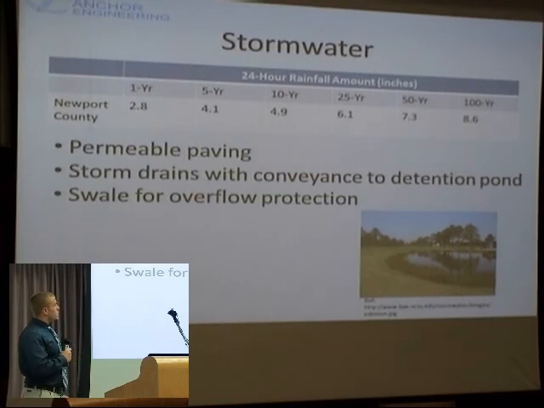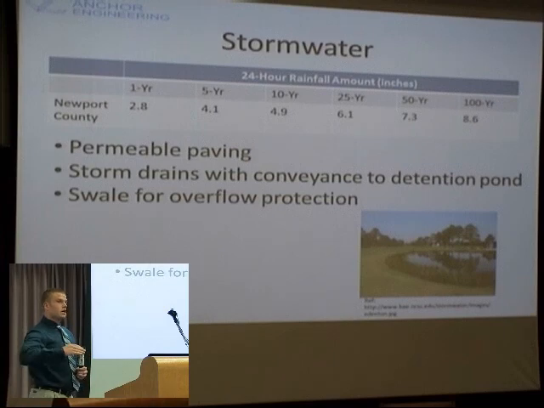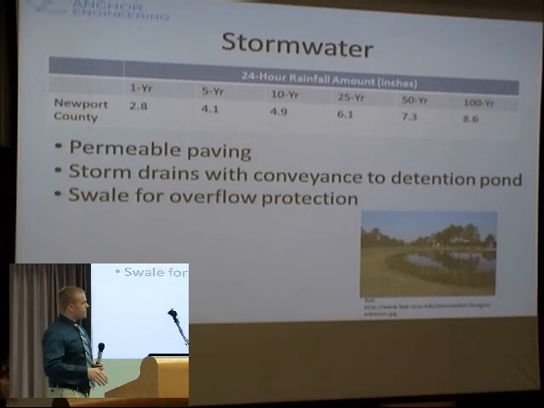We had 3 main ways to deal with the stormwater. We used permeable paving in the parking areas. We used storm drains and conveyance piping to the detention pond on the roadway. And we had a swale on the east end of the site for overflow protection from the apartment complexes above.